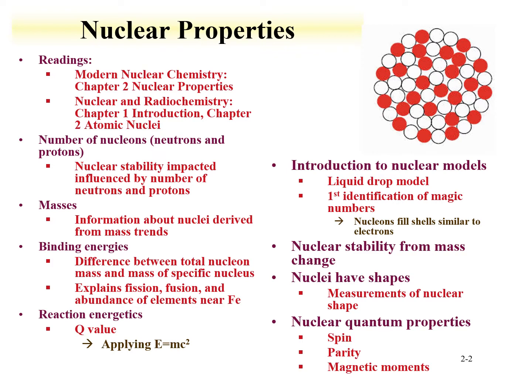Then we're going to end the discussion on nuclear properties, talking about nuclear quantum properties, primarily spin, parity, and magnetic moments. I'm sure you've probably overlapped and seen some of these terms already, so it's going to be a brief review talking about how these properties are derived from the nucleus and the properties of the nucleons within the nucleus.